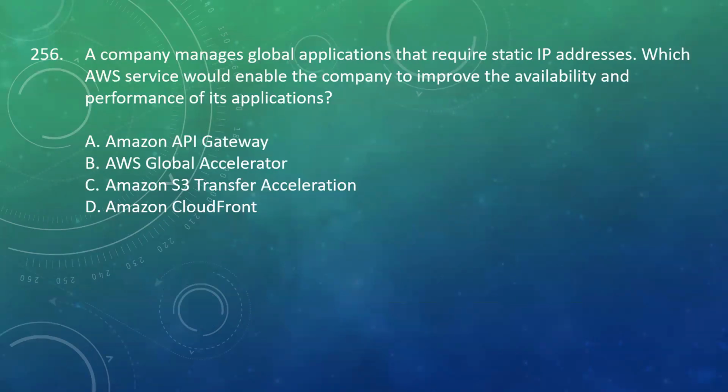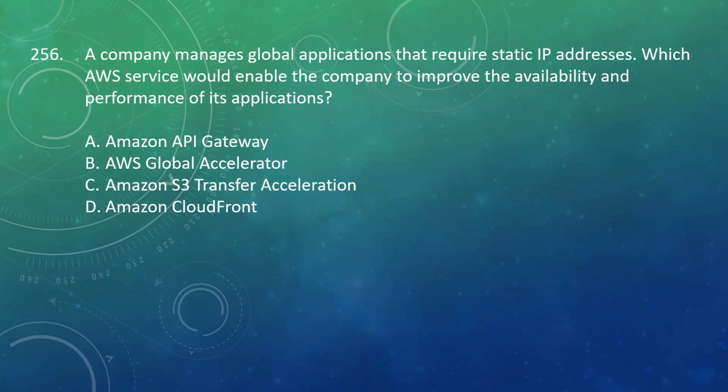A company manages global applications that require static IP addresses. Which AWS service would enable the company to improve the availability and performance of its applications? Your options are Amazon API Gateway, AWS Global Accelerator, Amazon S3 Transfer Acceleration, Amazon CloudFront.